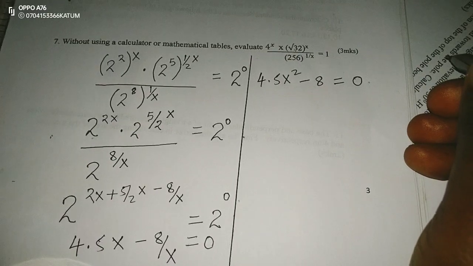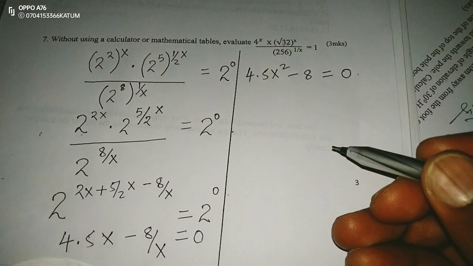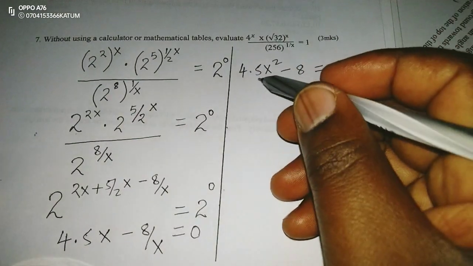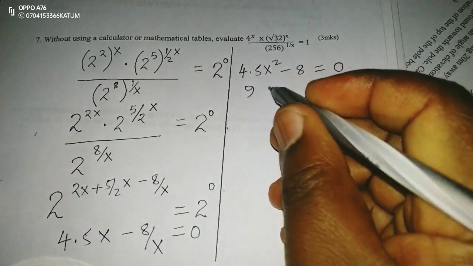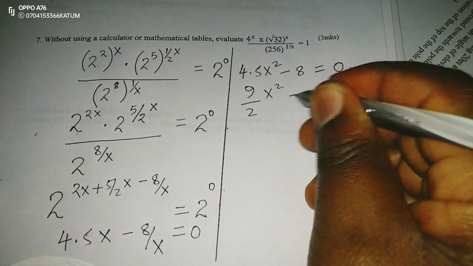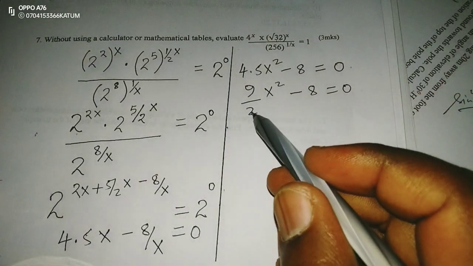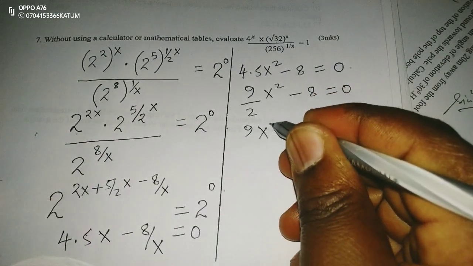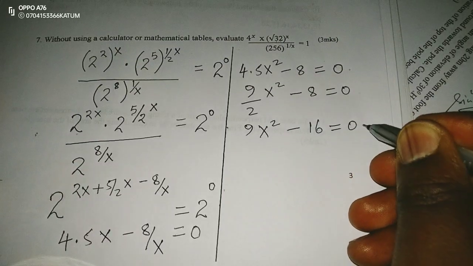Therefore, we can obtain the value of x by re-expressing this equation. Remember, instead of 4.5, I can have it as 9 out of 2 x squared minus 8 equals 0. At this level, I can multiply by 2 all through. I'll remain with 9x squared minus 16 equivalent to 0.